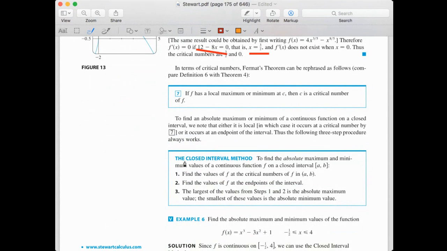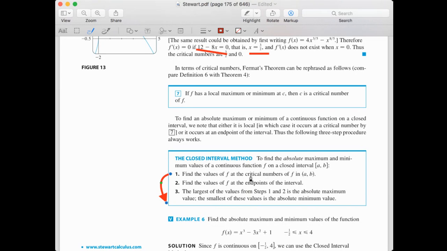So working with the closed interval method to find the absolute maximum, because remember the extreme value theorem says if the domain is a closed interval, the maximum value and minimum value are guaranteed. So how to find them? There are 3 steps. First, we find the values of f at critical numbers, right? So first we find the critical numbers.